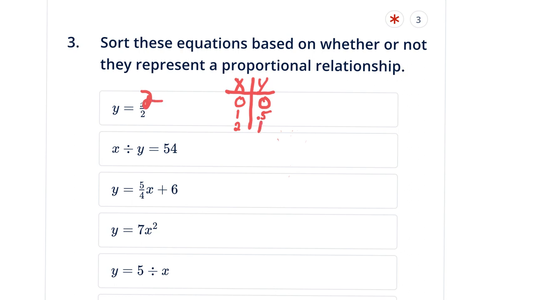So a proportion should fit the 0, 0 rule, and you should be able to double it. And if I double 1, I get 2, and if I double 0.5, I get 1. So this first one is, yes, proportional.